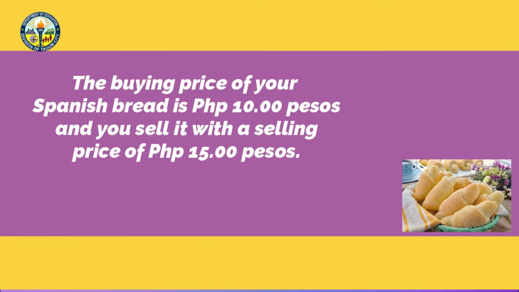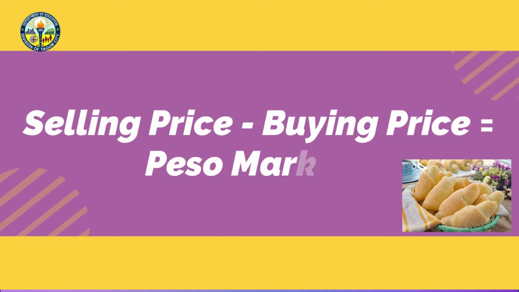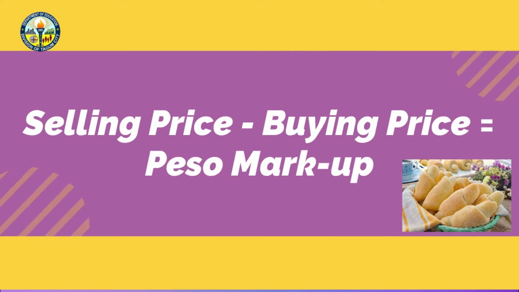For example, the buying price of your Spanish bread is 10 pesos and you sell it with a selling price of 15 pesos. To get the peso markup, subtract the buying price, which is 10 pesos, from the selling price, which is 15 pesos. The peso markup is 5 pesos each.